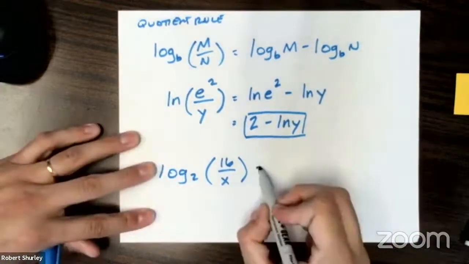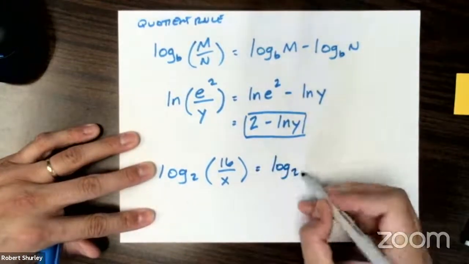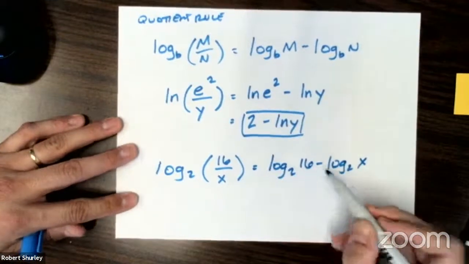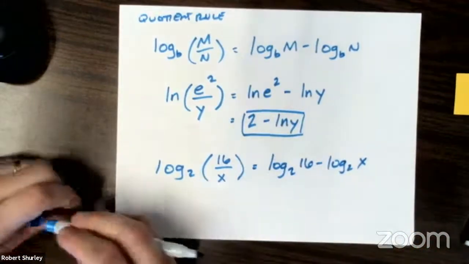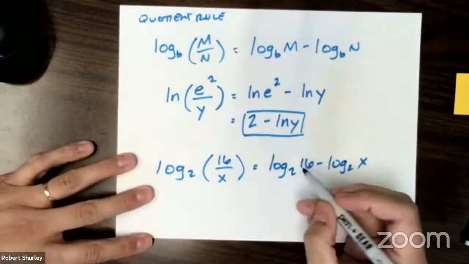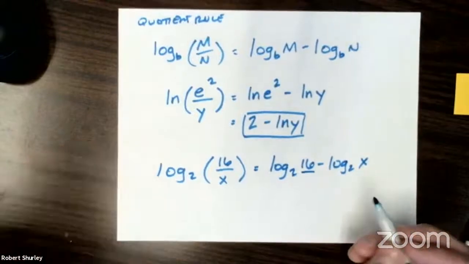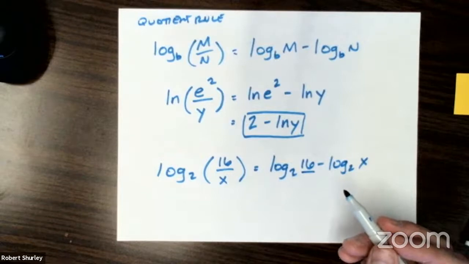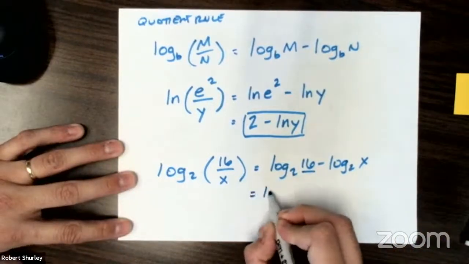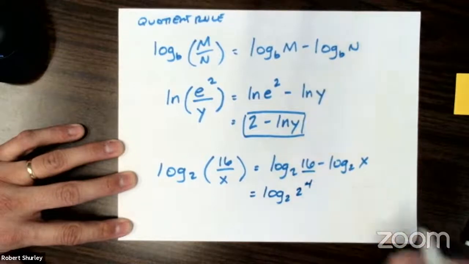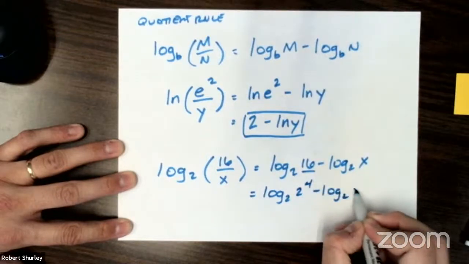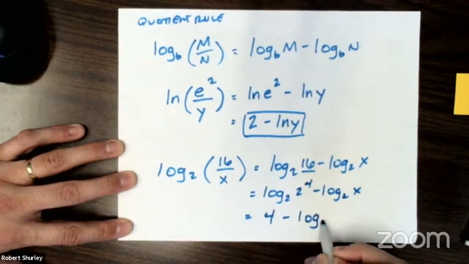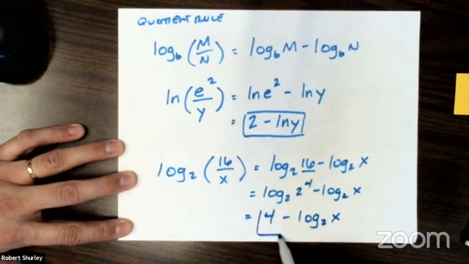Okay. So log base 2 of 16 minus log base 2 of x, right? But log base 2 of 16, that's a lot like one of those that Jenna asked me about at the beginning. We need to see if we can get 16 into a base 2. And we can. 2 times 2 is 4, times 2 is 8, times 2 is 16. So this would be log base 2 of 2 to the 4th power minus log base 2 of x. These cancel again, and it leaves you with 4 minus log base 2 of x.